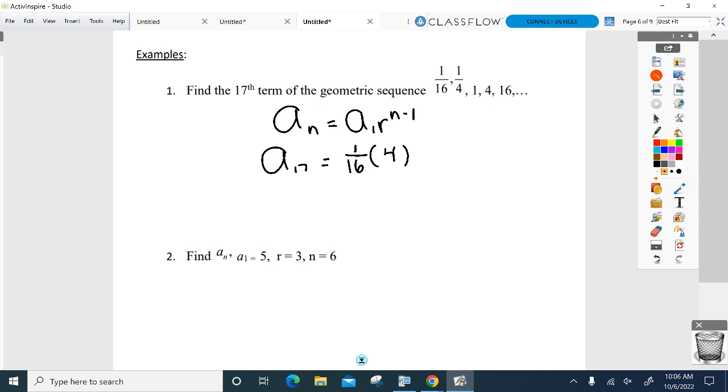Take any term in the sequence. So let me take 16. And if you want to figure out what you're multiplying by, divide it by the term before that. That's how you can always figure out what you're multiplying by. All right, so take any term, divide it by the previous. You will always figure out what your R value is.